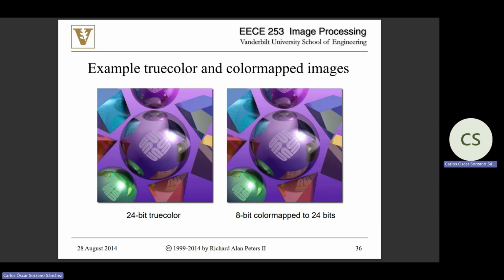What is the size of this image with respect to this one? How much larger is this one with respect to that? 3 times larger, because for every pixel here, I need 3 numbers, 3 bytes, but for each pixel here, I just only need 1 byte. So this will be 3 times larger than that one. I have made a compression by a factor of 2/3, and almost 3.